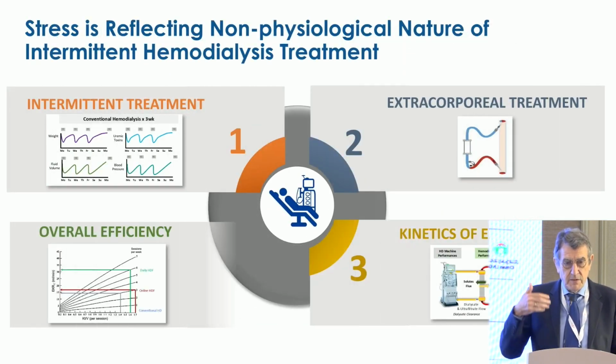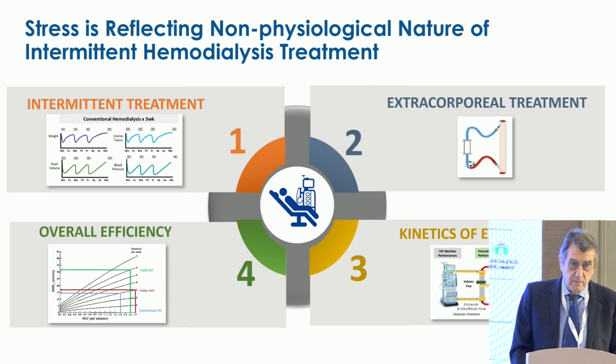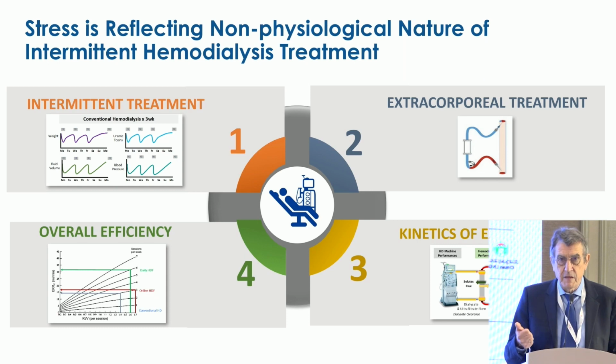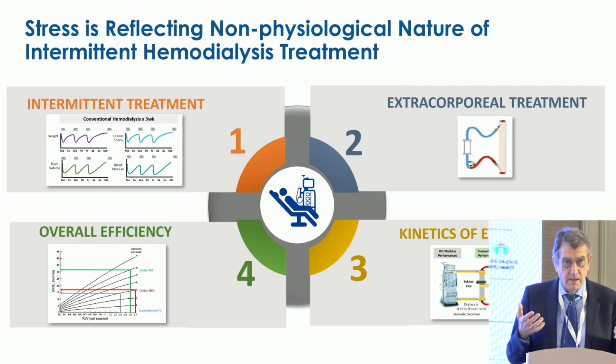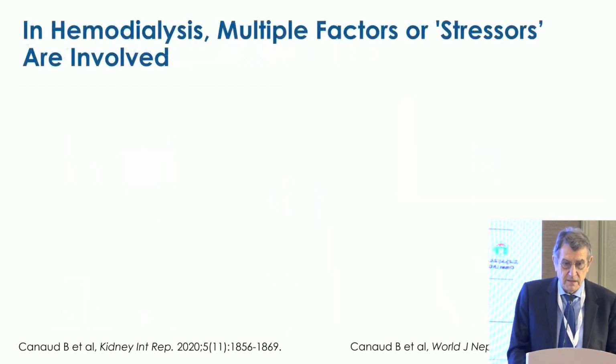Now, if you think about dialysis in terms of stress factors, it's quite strange to understand that the patient survives dialysis, because you have intermittent treatment, which is not physiologic at all. You have extracorporeal therapy, where you expose the blood and the protein. You have the kinetics of exchange, which expose the patient to tremendous change, from osmotic, from electrolyte, from inflammatory. And you have poor overall efficiency altogether. So if you just think about dialysis, it is strange that even after 60 years, the patient survives dialysis.